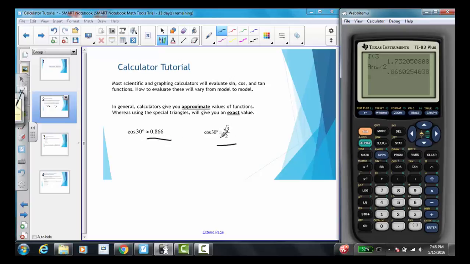So be careful on quizzes and tests. If they're asking for approximate, they're going to give you something to round to, so round to 2 decimals, 3 decimals, etc. But if they tell you to find the exact value, then you're going to need to use SOHCAHTOA or the special triangles in order to find that exact value.